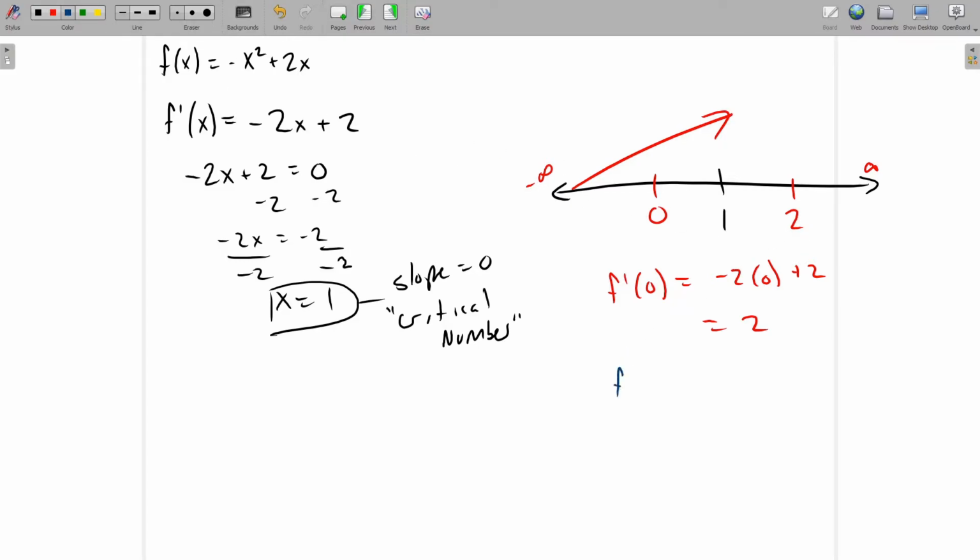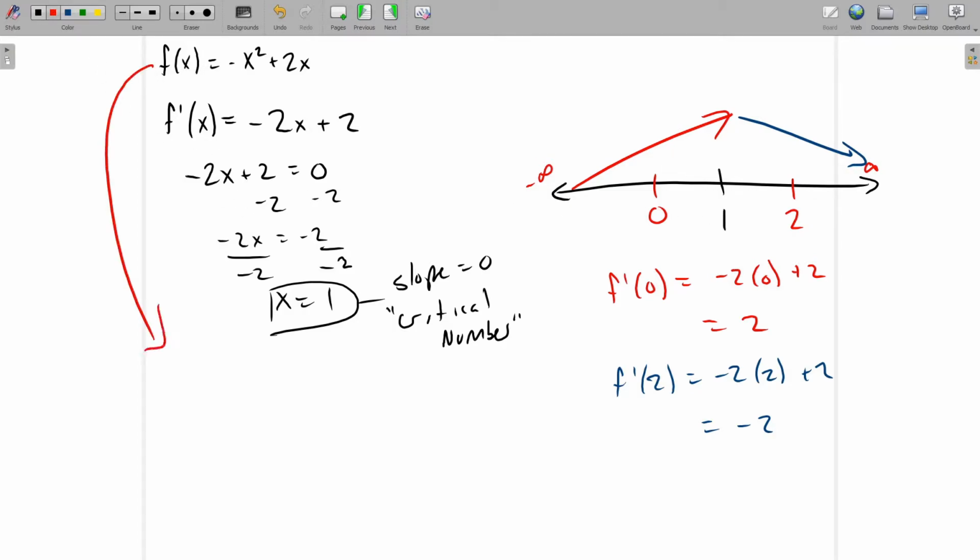We can do the same thing with 2. We can plug 2 in, -2 times 2 plus 2 is going to give us -2. Again, we don't care about the number so much as the sign in front of it. This is negative, which means everything in this interval is going to be decreasing.